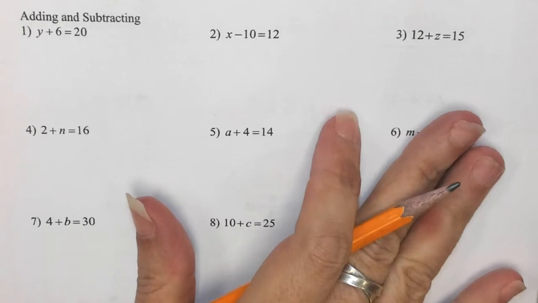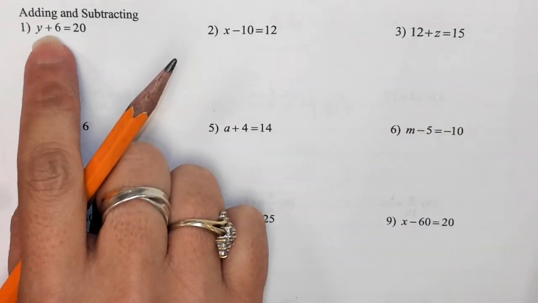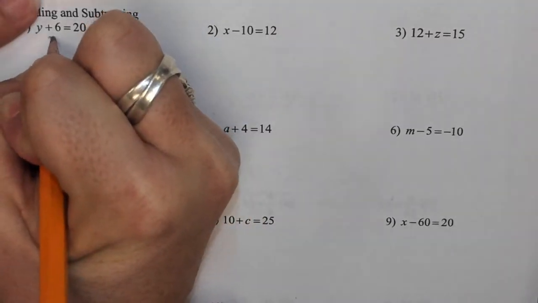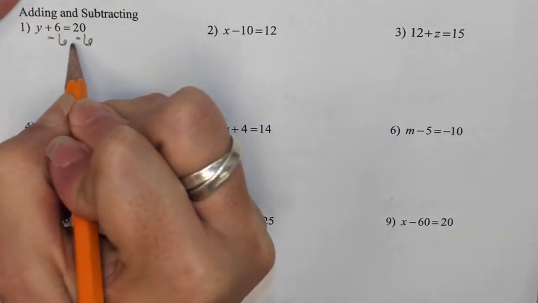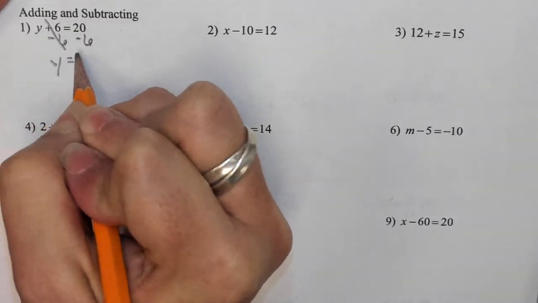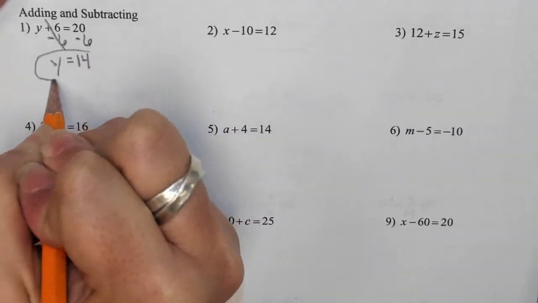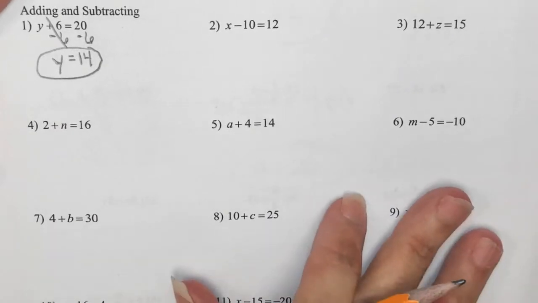Okay, so to work out number 1, it says y plus 6 equals 20. So the opposite is minus 6, minus 6. Show that. You have to show that. Leaves me with a y, and 20 minus 6 is 14. Circle that final answer. I don't know why some of you aren't writing anything. I'm sitting here doing your homework with you.